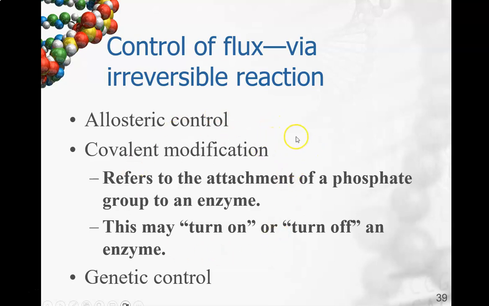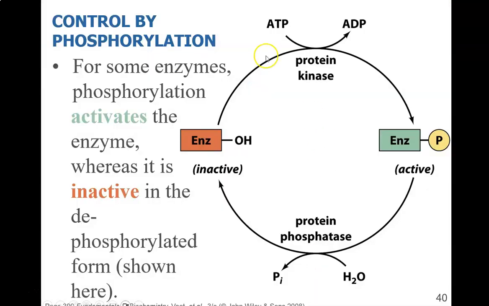So what do we mean by covalent modification? Well, that means we can attach a phosphate group to an enzyme, which may turn on or turn off the enzyme. That's what makes it a little complicated, because it depends on the situation. If you look over here on the left, I have an enzyme with an OH group, and hopefully you remember that OH is found on the amino acid side chains serine and threonine, and also tyrosine. Again, it depends on the enzyme. This OH group is a good place to covalently attach a phosphate.